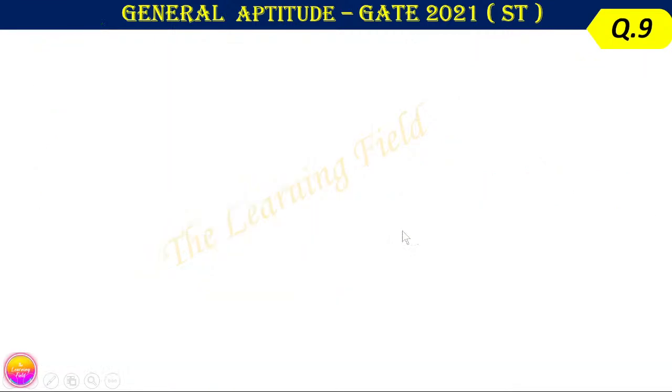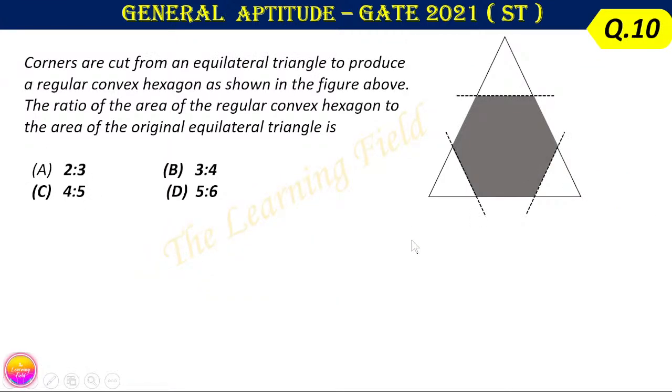Now going to the next question, question number 10. Okay, question 10 says that corners are cut from an equilateral triangle to produce a regular convex hexagon as shown in the figure given. Okay, the ratio of the area of the regular convex hexagon to the area of the original equilateral triangle is.